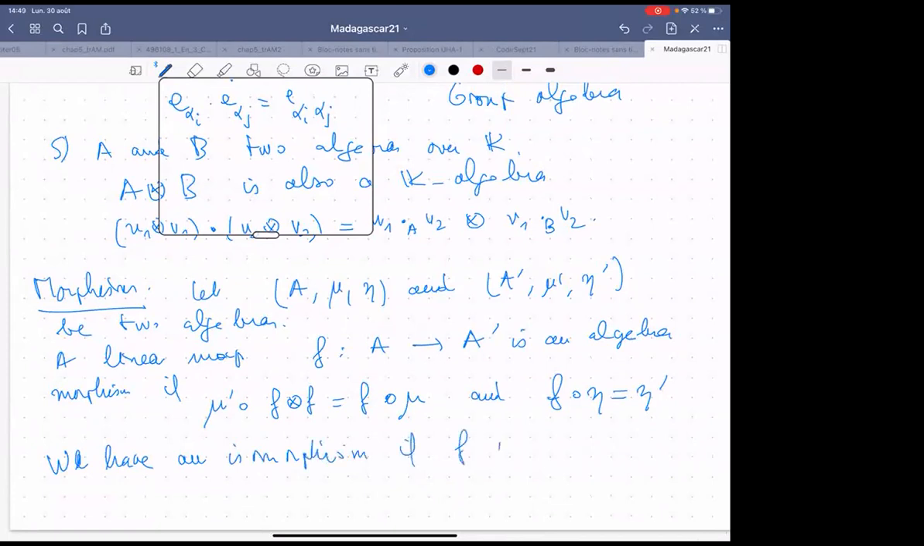If F is bijective, then in this case you can write mu to be F inverse composed with mu dash, composed with F tensor F, and eta, this is F inverse composed with eta dash.